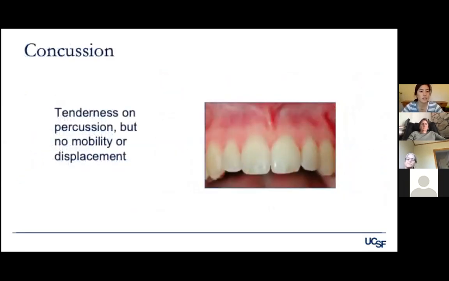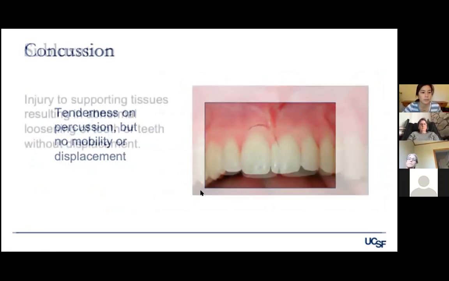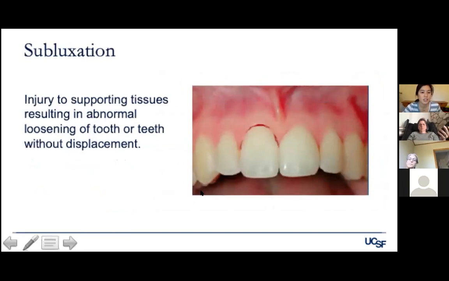So just more definitions. A concussion basically means that there's tenderness to the tooth when you tap it or push it, but there's no clinical abnormalities. It looks just the same as it would regularly within the mouth. Subluxation is a little bit more impact. So the tissue around it may have a little bit of bleeding, but the tooth is still maintained within the regular arch form.